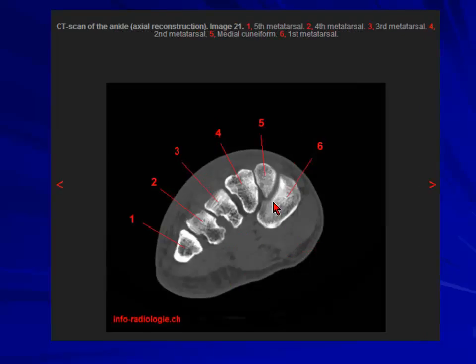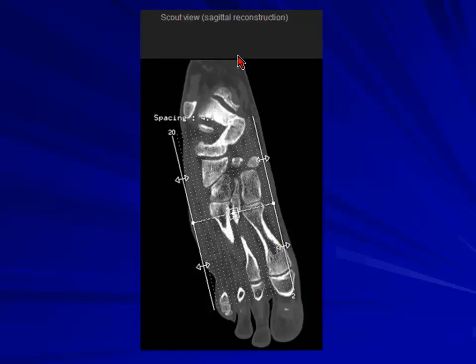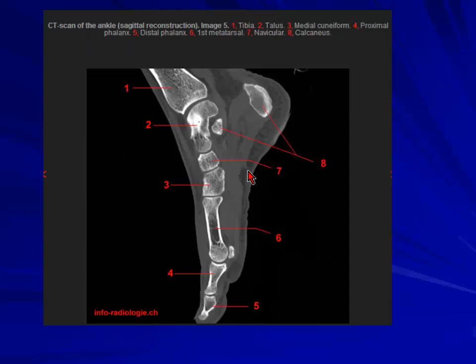Again the same. Now the first metatarsal is coming in. This is again three cuneiforms, and this is the fourth and the fifth metatarsal. So we'll just skip this. So this is the sagittal view. So again, this is very nice.